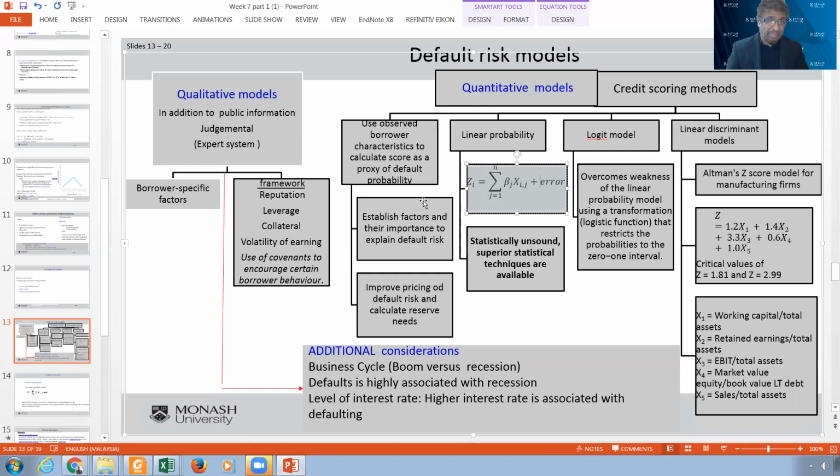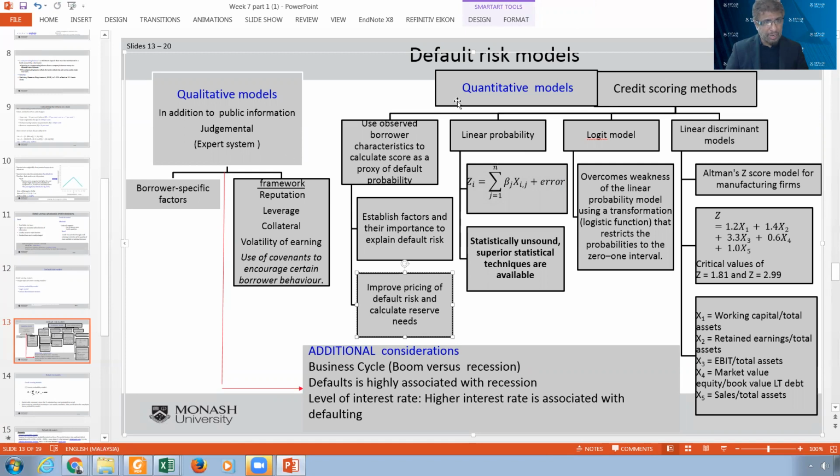And this is the quantitative part. So we take the characteristics. When we talk about characteristics, we actually talk about the numbers inside the balance sheet, and I will tell you which ratios we will use. We will establish factors and their importance in explaining the default risk in these models. And we will improve the pricing of default risk and calculate the reserve needs.